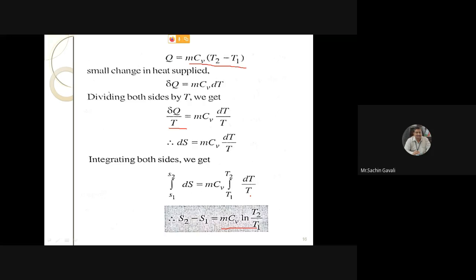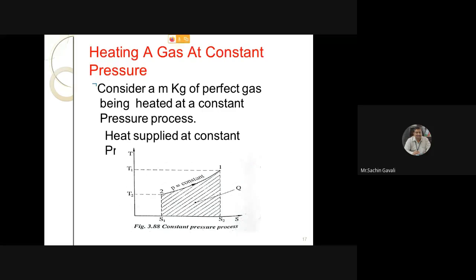Then heating a gas at constant pressure. If the pressure is constant, then definitely this equation will have m cp instead of cv. Only that change will be there: because instead of constant volume, here we are heating the gas at constant pressure, it is equal to m cp ln of T2 upon T1. So already we have covered this.